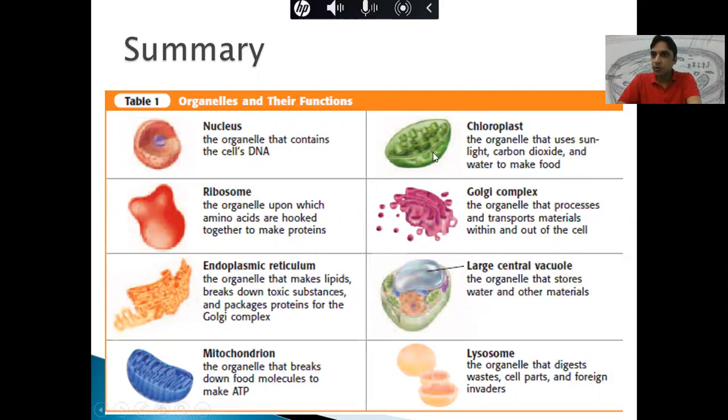So that's it for the cellular structures and organelles. I hope this helps you to understand the cells and the organelles' structure and function as well. Remember, if you understand the function of the cells, you can figure out the function of the organisms as well. So that's it for this lecture from my side.